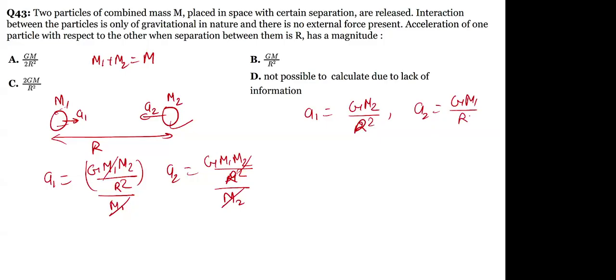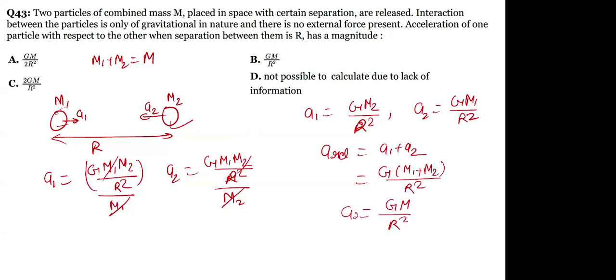Now we know that both the accelerations are in opposite direction, so a relative will become a1 plus a2. So it will become G m2 upon R square plus G m1 upon R square. Take the LCM, so it will be G into m1 plus m2 upon R square. m1 plus m2 will become capital M, so G capital M upon R square. This is the acceleration.